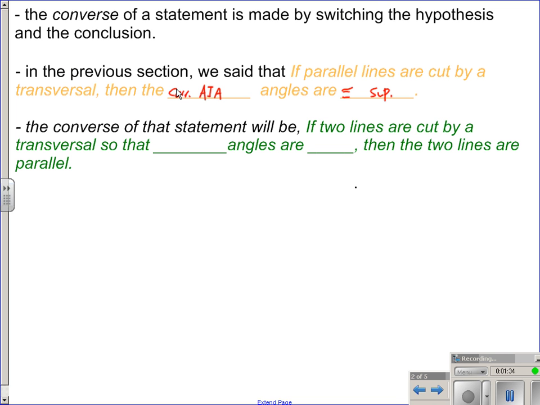If two lines are cut by a transversal so that corresponding angles, alternate exterior angles, whatever, those special pairs of angles are congruent, supplementary, whatever the property was for those kinds of angles, if you have that property, then the two lines are going to be parallel. So it's just a converse. We're going to use those angles and those properties to say, if I have corresponding angles congruent, then those lines have to be parallel.